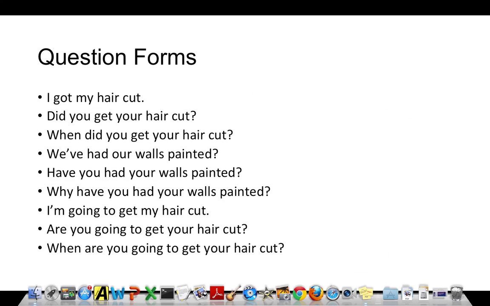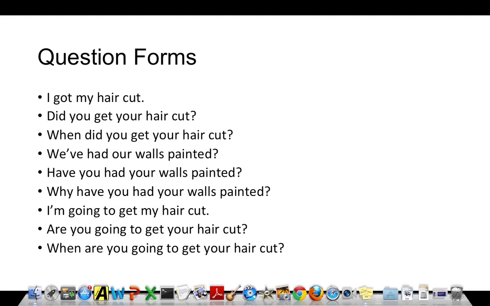Let's look at some question forms, and we'll take these step by step from the basic sentence form that we just looked at. So, I got my hair cut. If you want to make this a yes or no question, we would just add did out front, and remember did will take the tense, so get is in the base form here. Did you get your hair cut? And if you want to make it a WH or information question, just add the WH to the front of that question. When did you get your hair cut?